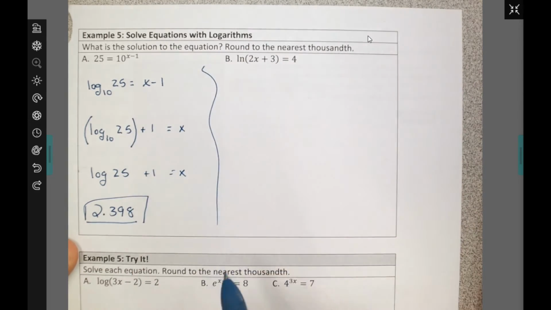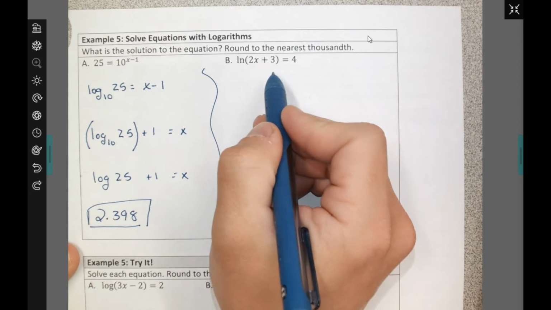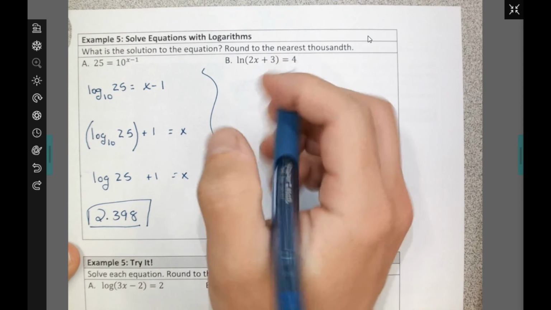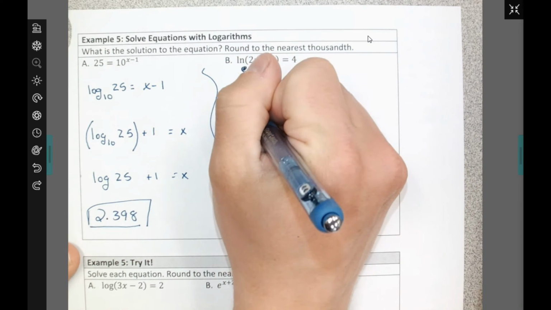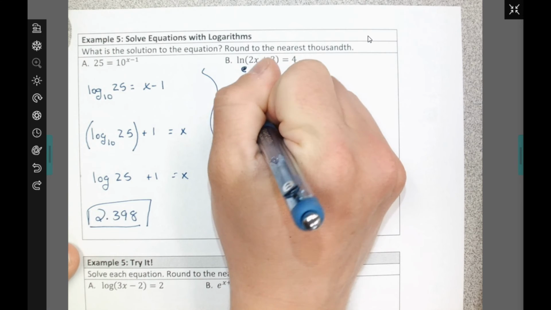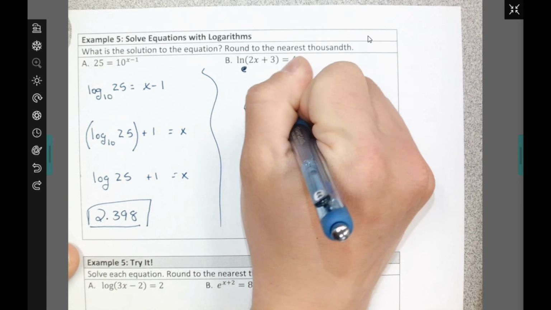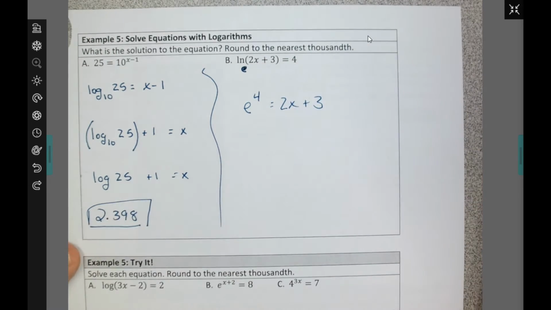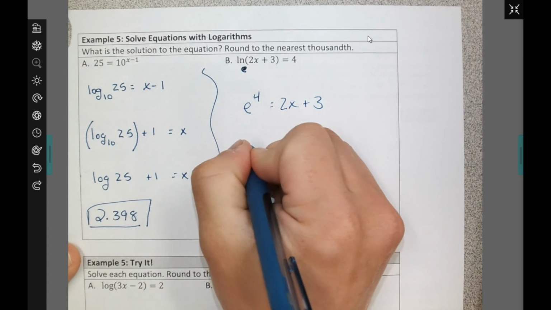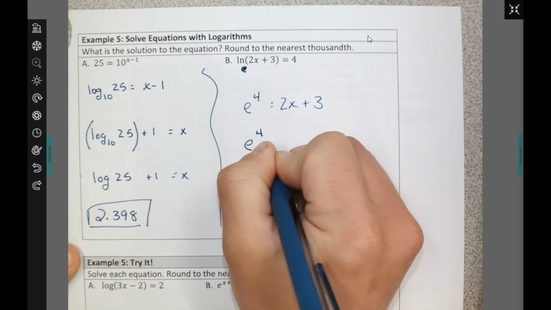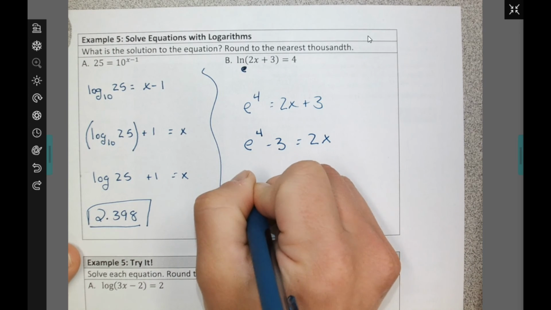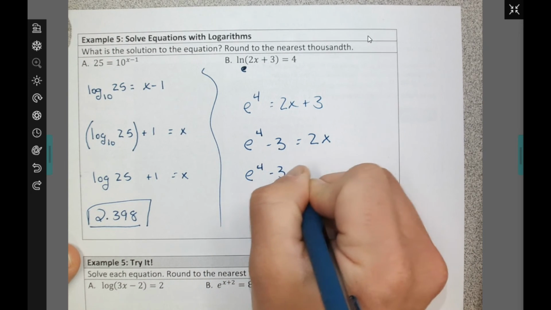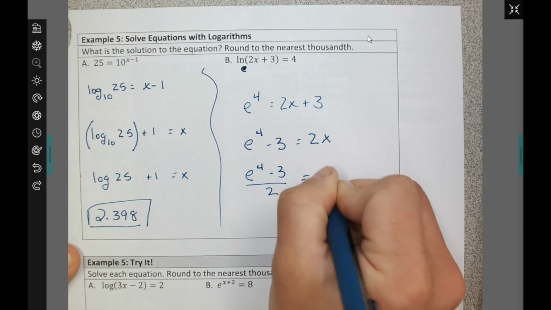Okay, last example for this video will be B. They want you to solve it. x is inside the logarithm, so that's no good. We have to go ahead and make it base e. And then switching forms, if I go to exponential, it turns into e to the 4 equals 2x plus 3. And then here we're using our algebra skills. We got to get x by itself. So we're going to go e to the 4 minus 3 from each side equals 2x. And then divide each side by 2. So e to the 4 minus 3 over 2 equals x.